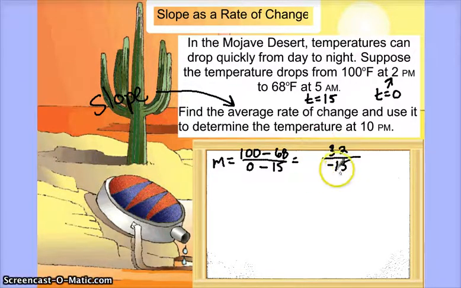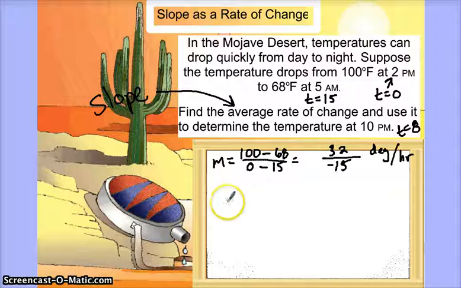But there's the slope at which we are dropping, so therefore it makes sense that we're going to drop 32/15 degrees every hour. So there is our average rate. That's in degrees per hour. Now, how can we use that? We'll use it to determine the temperature at 10 p.m. Well, assuming that we're talking about the 10 p.m. that's between 2 p.m. and 5 a.m., 10 p.m. would technically be t equals 8.